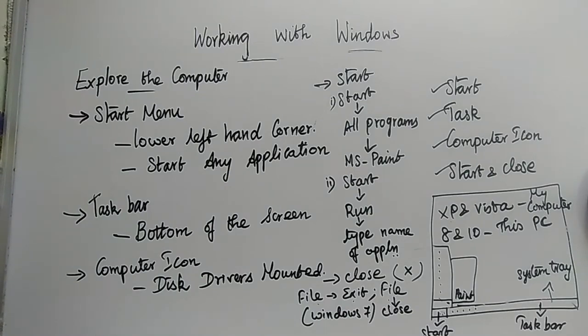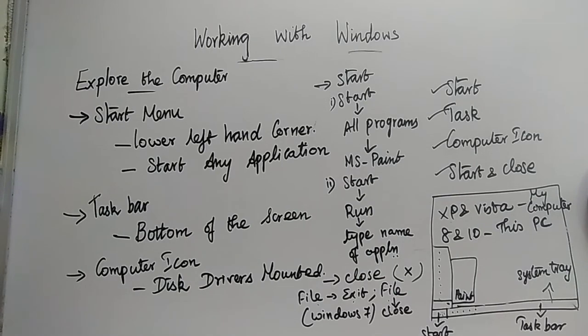What else have we discussed by now? First we finished the elements of the window. Under the elements of the window we discussed the title bar, the menu bar, the workspace, corners and borders. And next we continued with the topic Explore Your Computer. In that, we finished the Start menu, taskbar, then the computer icon, and how to start and close an application. So, clear with the topics.